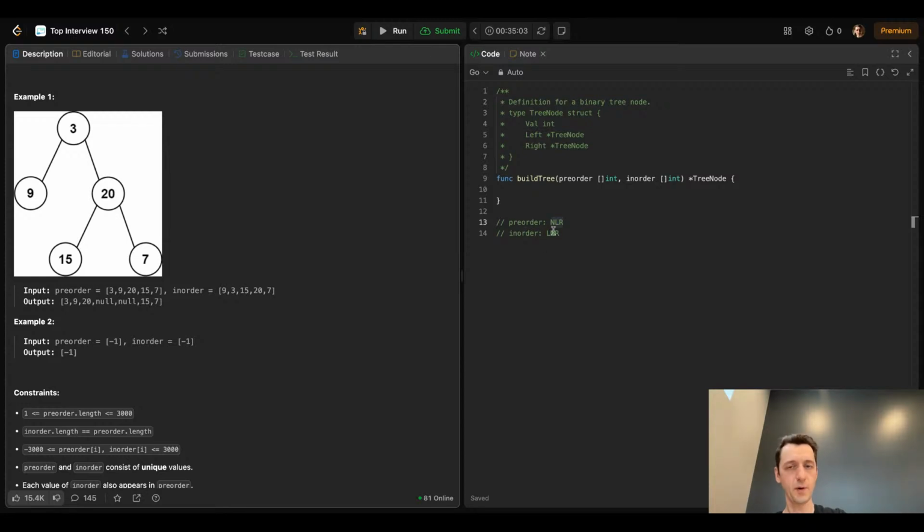The preorder goes node, left, right. No. Well, it could be that this 9 is actually a child of some descendant.